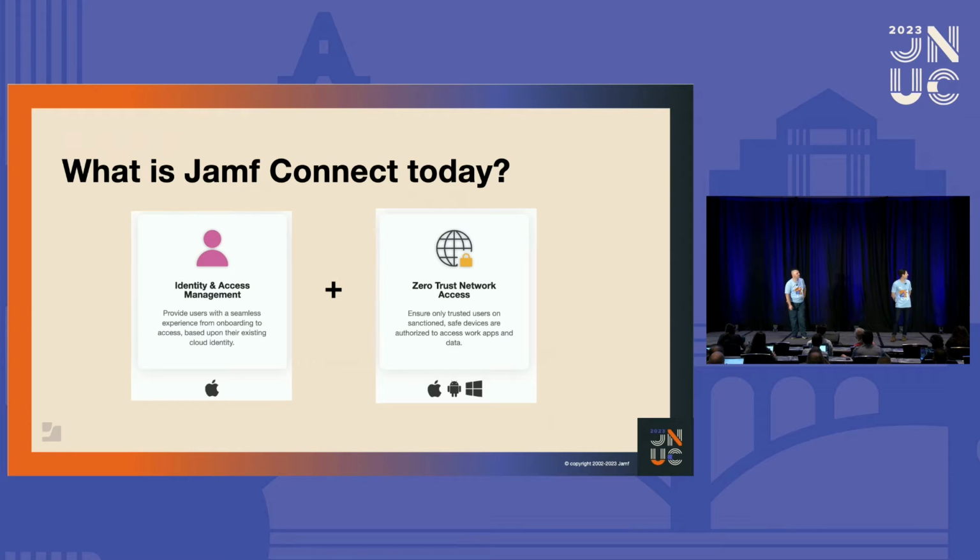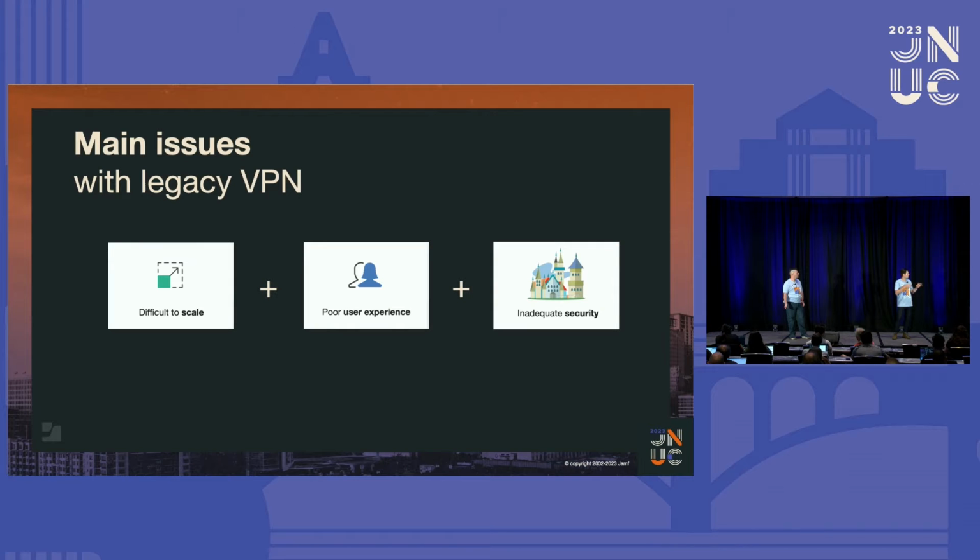Still love you. So Sean just covered the identity and access management piece, but what's been a recent addition is now on the Zero Trust network access front. So now we're going to talk about some of the mishaps, if you will, with legacy VPN and where this Jamf Connect solution can fill in those gaps. And then we're going to talk about how these pieces play well together.